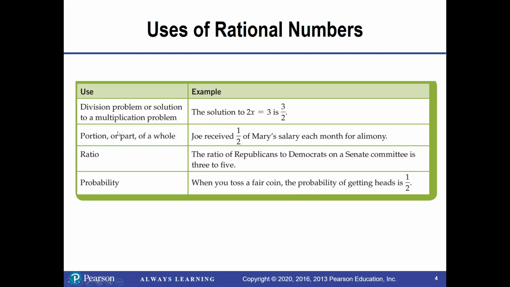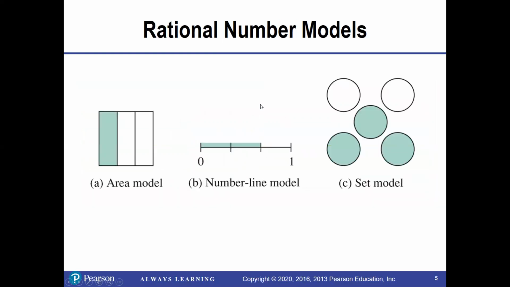It can be used as part of a proportion. Joe received 1/2 of Mary's salary. That's a rational number. They use rational numbers in ratios. Okay, the ratio of Republicans to Democrats is 3 to 5. It can be used as a probability, like using a fair coin, and that happens to be chapter 8 or chapter 9, excuse me.